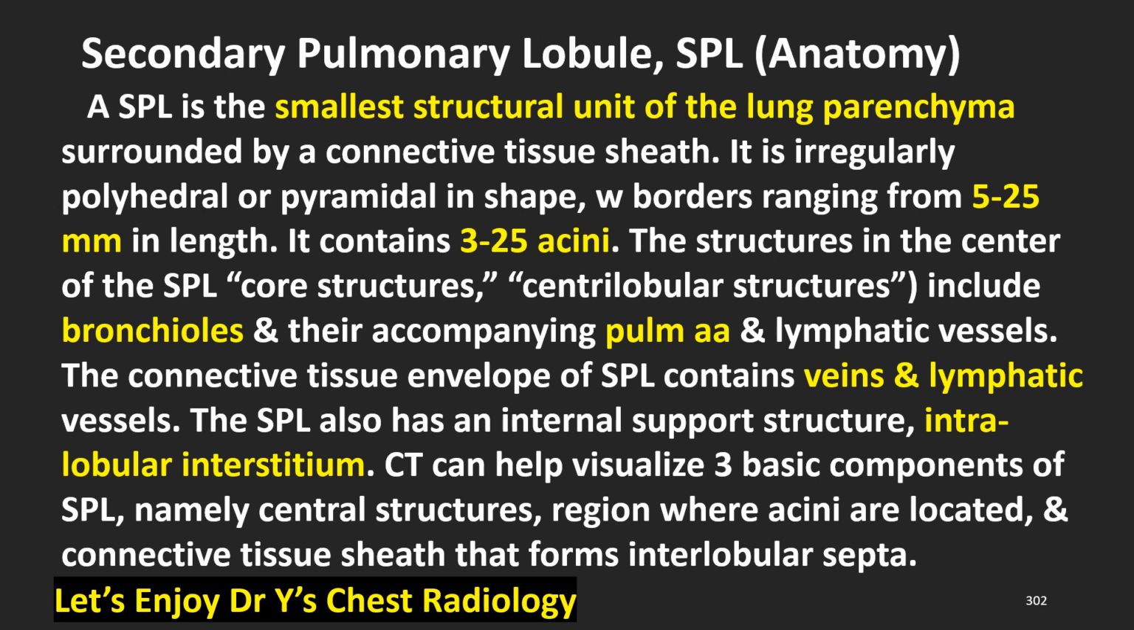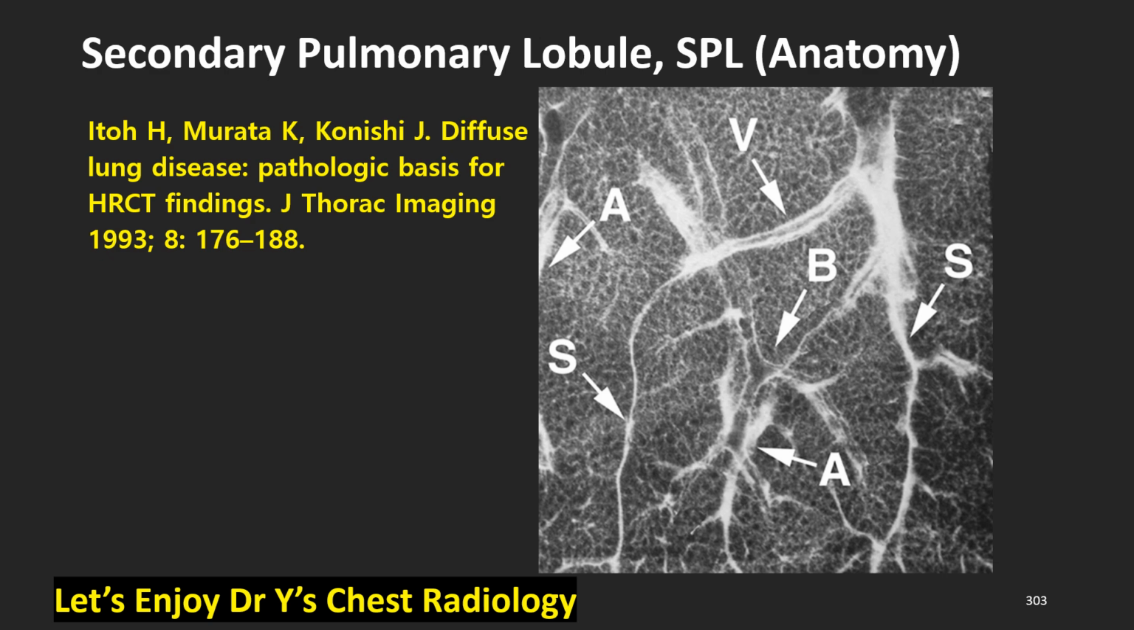CT can help visualize the three basic components of secondary pulmonary lobule, namely central structures, region where acini are located, and connective tissue sheaths that form interlobular septa. If you want to know more about the secondary pulmonary lobule, please refer to this paper, Itoh Harumi et al., Diffuse Lung Disease, Pathologic Basis for HRCT Findings, Journal of Thoracic Imaging, 1993, Volume 8.